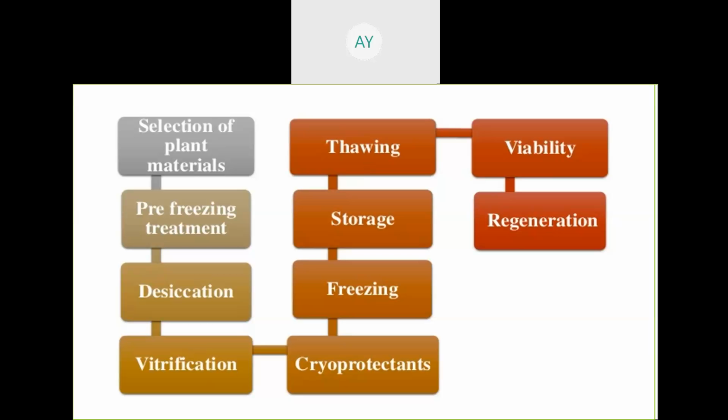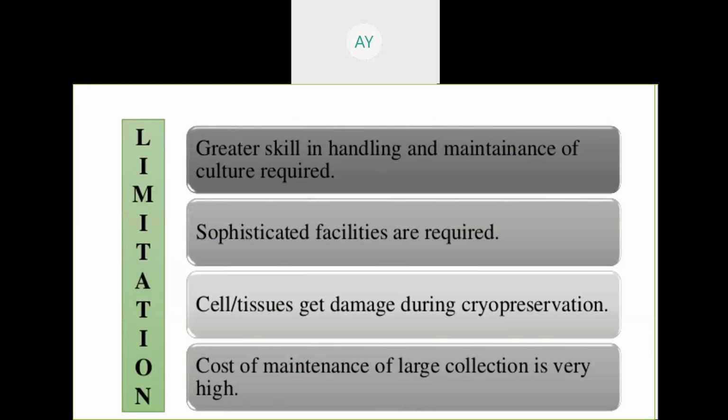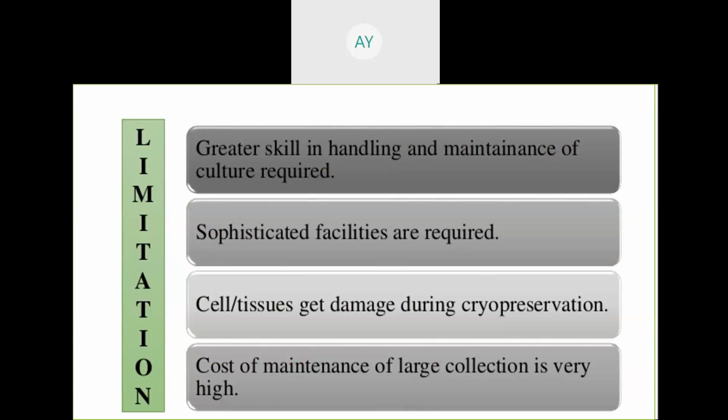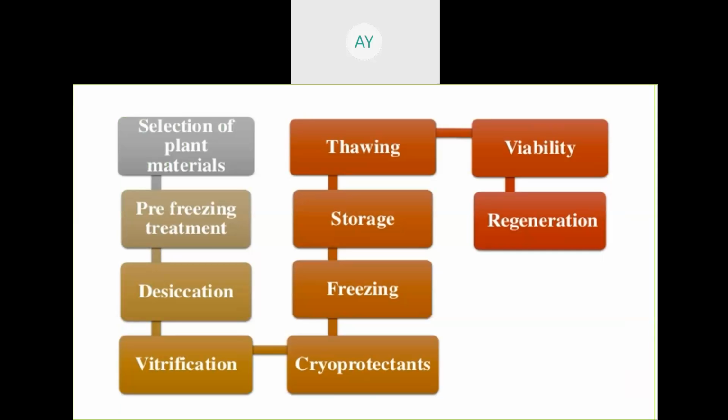So this is the flow chart. It started from here, then desiccation, vitrification, cryoprotectant, freezing, storage, thawing, then viability, then regeneration, meaning multiplication of the plant. Okay, so try to know what multiplication is. This is the process I am telling you, how you can do the preservation. Either we use cryoprotectant or we use cold storage.